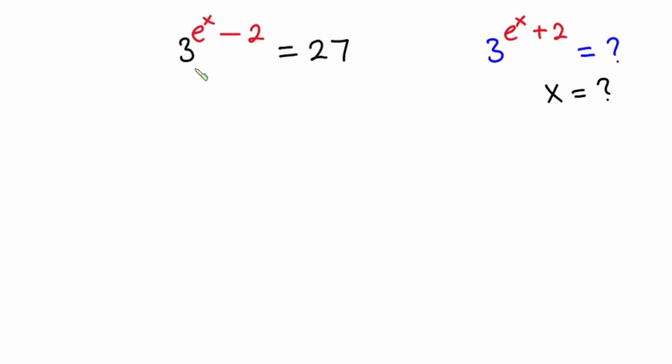Hello everyone, in this video we have this simple but interesting problem. We have 3 to the power e to the power x minus 2 is equal to 27, and we have to find the value of 3 to the power e to the power x plus 2. And after that, we also find the value of x.